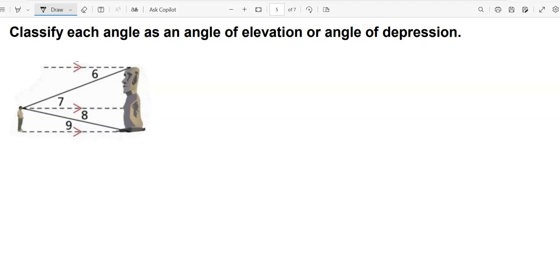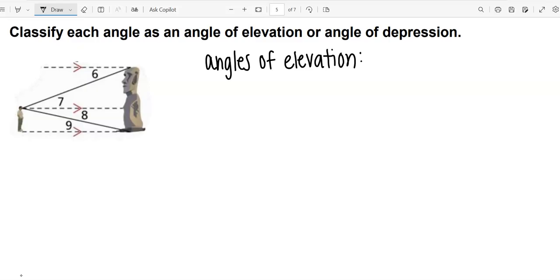So we see that we have a horizontal line on top of the statue's head, and then we have a horizontal line where the person is looking, and then we have a horizontal line on the ground where the feet and the bottom of the statue are, and we just have to classify each of these as angle of elevation or angle of depression. So let's say angles of elevation.